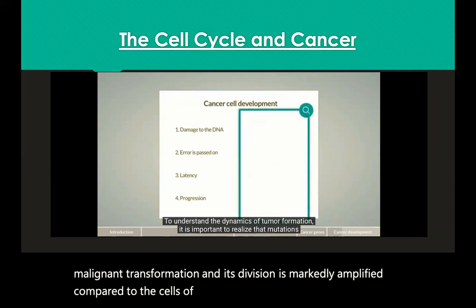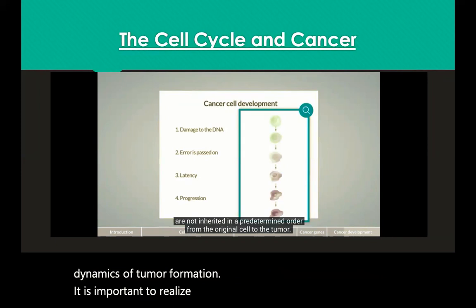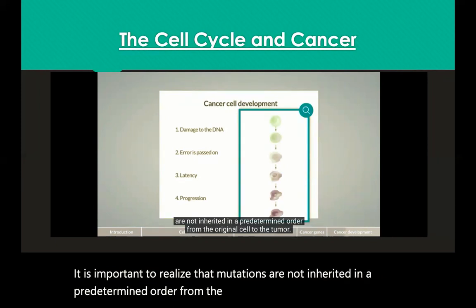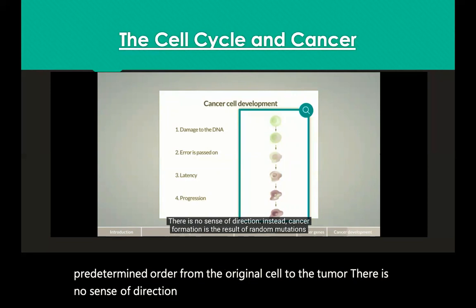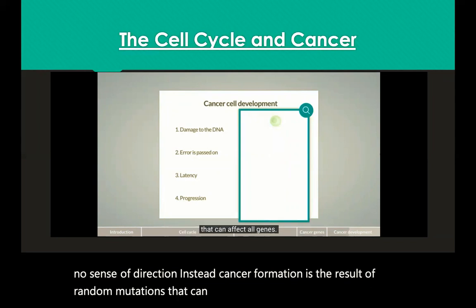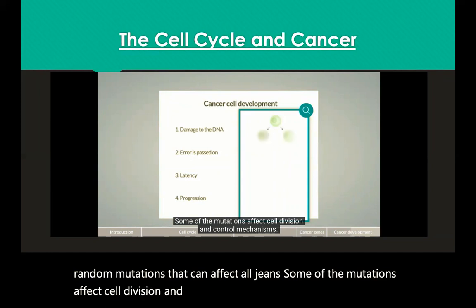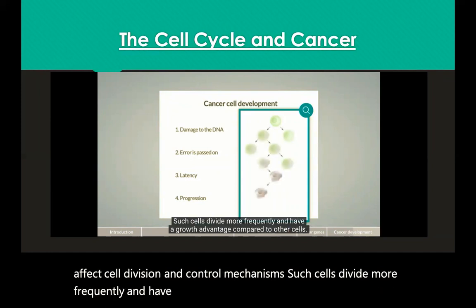To understand the dynamics of tumor formation, it is important to realize that mutations are not inherited in a predetermined order from the original cell to the tumor. There is no sense of direction. Instead, cancer formation is the result of random mutations that can affect all genes. Some of the mutations affect cell division and control mechanisms. Such cells divide more frequently and have a growth advantage compared to other cells.